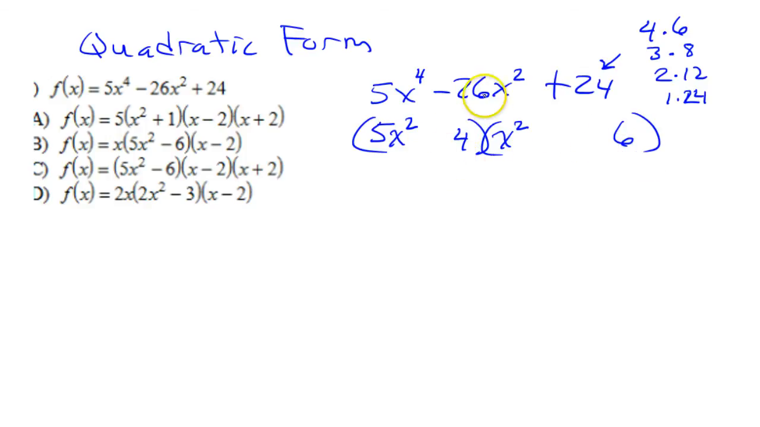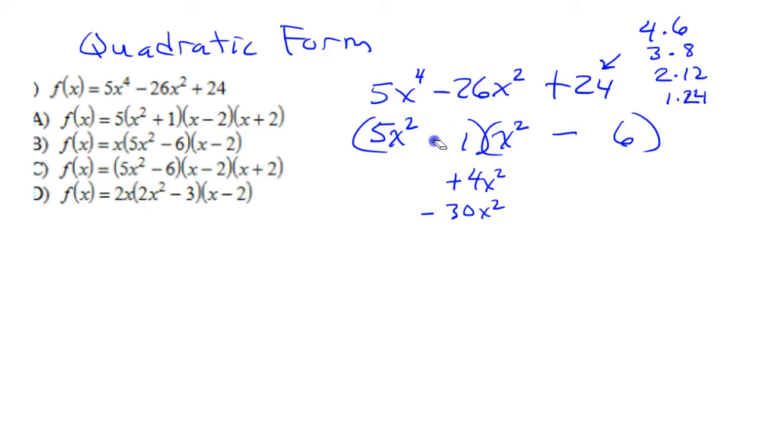Now, inner plus outer has to equal the middle. Inner, I have 4x squared. Outer, I have 30x squared. I'm trying to get negative 26. Well, that's possible. If I make this a negative 30 and a positive 4, that will give me negative 26. But unfortunately, if I put a positive 4 here and a negative 6 for the negative 30, that does not give me positive 24. If I did positive 4 times negative 6, that's negative 24.